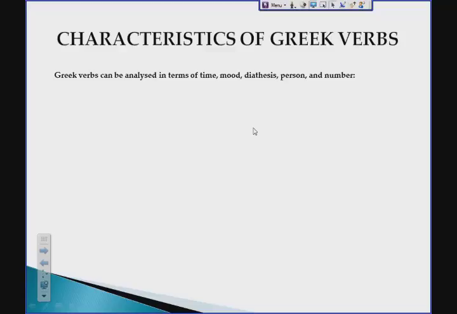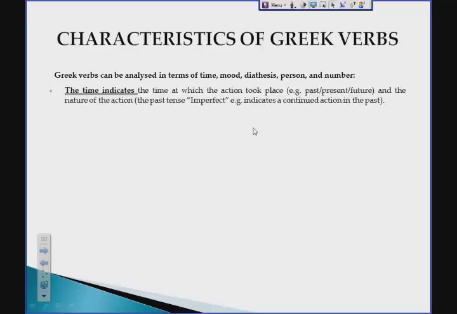We do exegesis so that we can preach sound sermons that are scriptural, that are faithful to the scripture. Then we have to analyze verbs. Now, Greek verbs can be analyzed in terms of time, mood, diathesis, person, and number. And I will go into this in a little detail just now.